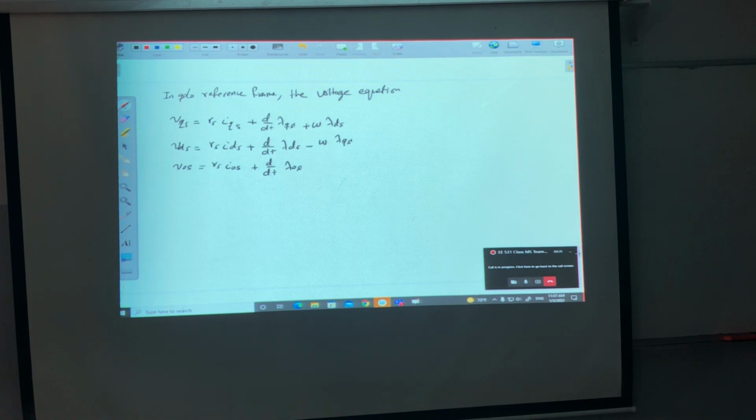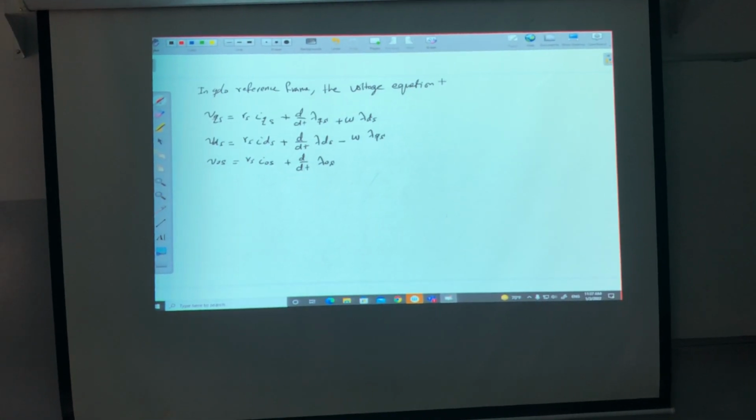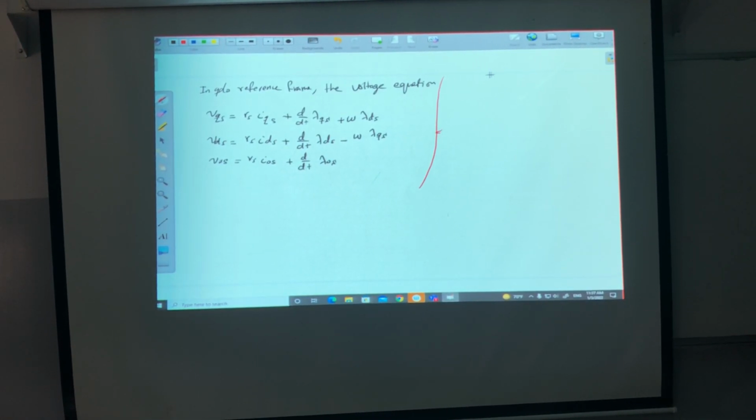Correct? Yep. Good. And similarly, I recall that if I compare it with the separately excited DC machine, it was VA equal to RA IA plus LA dIA by dt plus the certain K phi omega. Now, if I compare, we can see three terms.